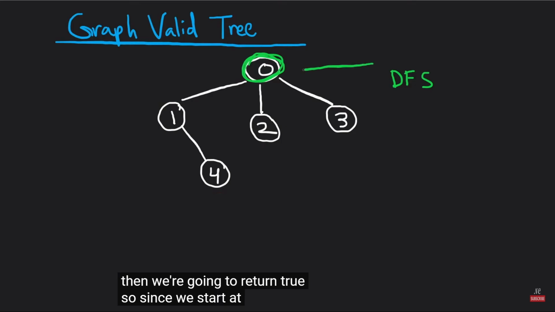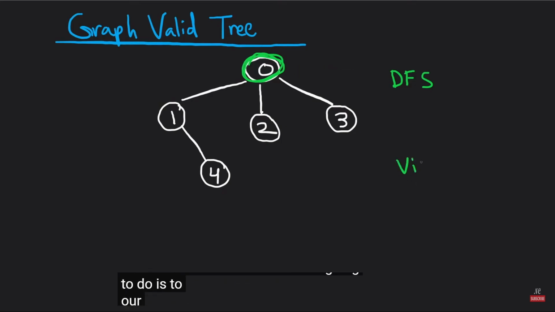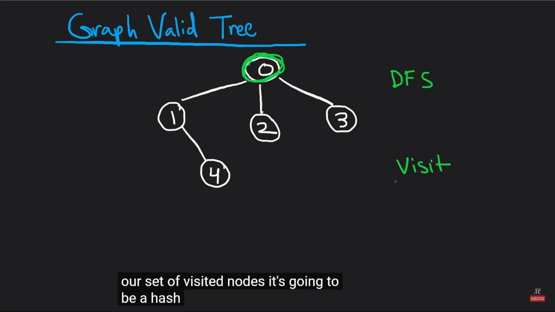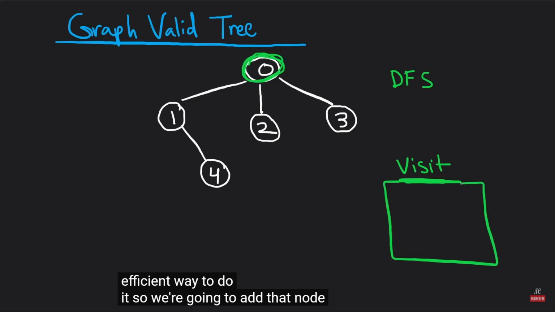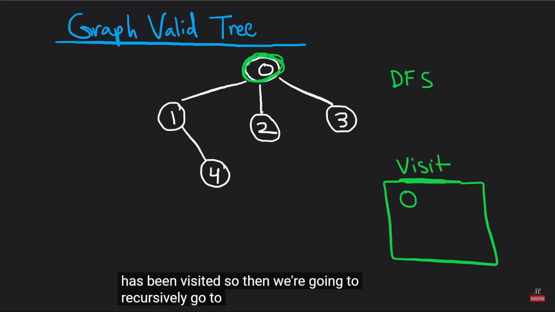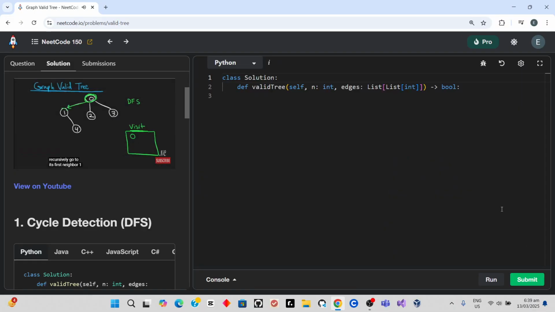So since we start at 0, what we're going to do is add to our set of visited nodes, it's going to be a hash set because that's the most efficient way to do it. So we're going to add that node 0 because 0 has been visited. Then we're going to recursively go to its first neighbor, 1. So now we're going to be at 1, right? And from the perspective of 0, we're going to visit 1. After we're done with that, we're going to visit 2, then we're going to visit 3. But first, we're going to start at 1.